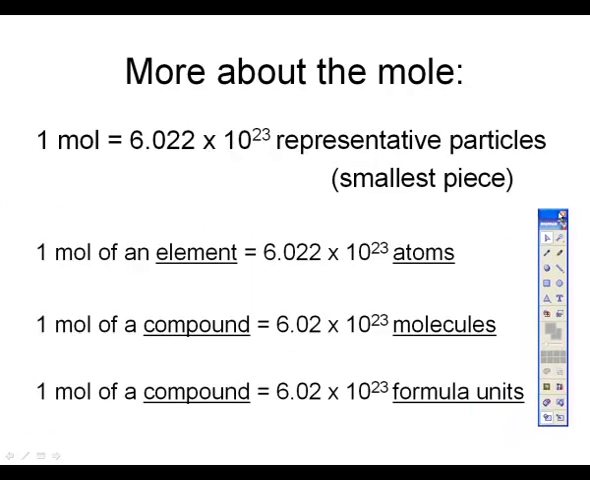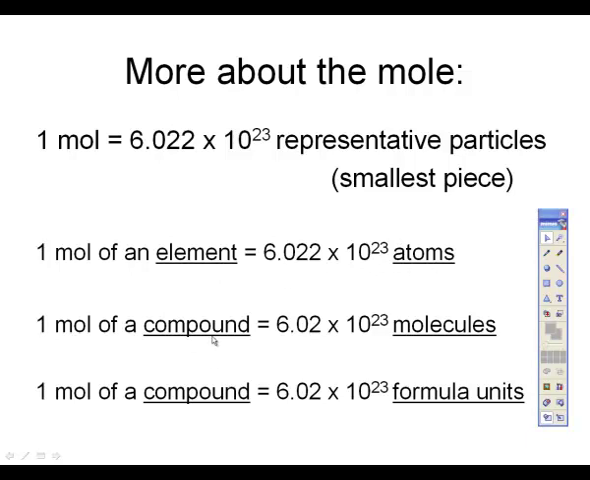Okay, up here on the screen, I have some conversion factors or equalities about the mole. So 1 mole is always equal to 6.02, and you can see I added a 4th significant figure there. The 4th significant figure is 2. So 6.022 times 10 to the 23rd representative particles, which is the smallest piece. So for an element, that smallest piece are atoms. So 1 mole of an element is 6.02 times 10 to the 23rd atoms.